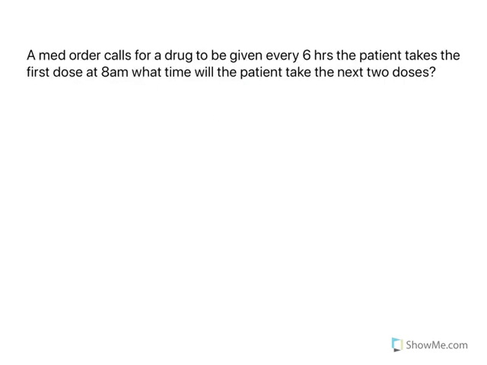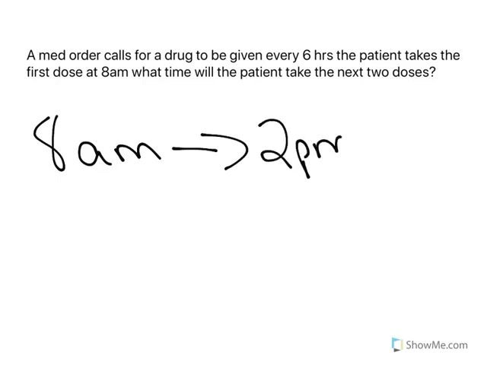So this problem here says a med order calls for a drug to be given every 6 hours. The patient takes the first dose at 8 a.m. What time will the patient take the next 2 doses? So all we're going to do is start at 8 a.m. and we're going to go up 6 hours. So 8 a.m., 6 hours up will give us 2 p.m. Another 6 hours up will give us 8 p.m. So the next 2 doses will be at 2 p.m. and 8 p.m.